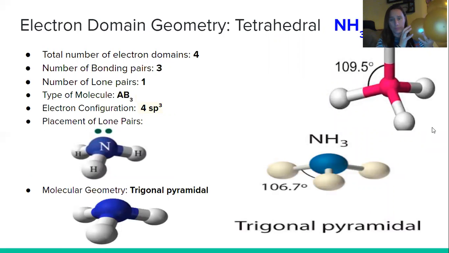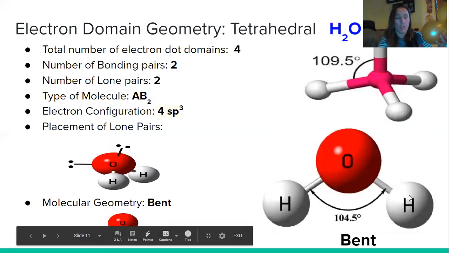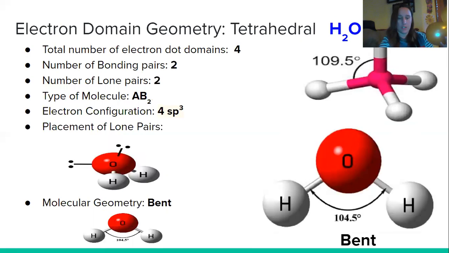Also in our tetrahedral domain geometry is trigonal pyramidal. Trigonal pyramidal has 4 electron domains. It has 3 bonding pairs and 1 lone pair. That means one of these would be gone, not bonded with another atom. It's an AB3 molecule, 4sp3. You can see the placement of the lone pair is with the nitrogen in this particular case. Again, our molecular shape is trigonal pyramidal with a 109.5 degree angle. Oh, and that was actually ammonia there.